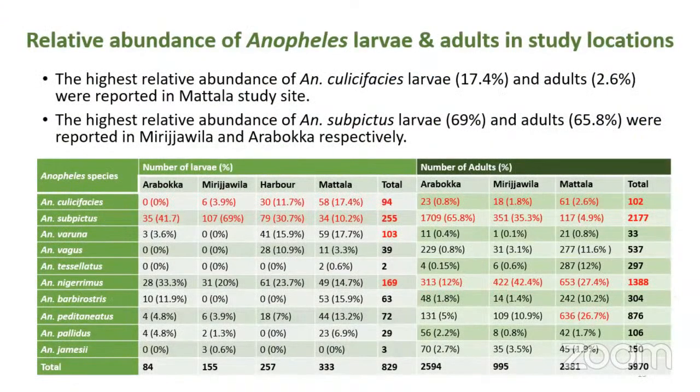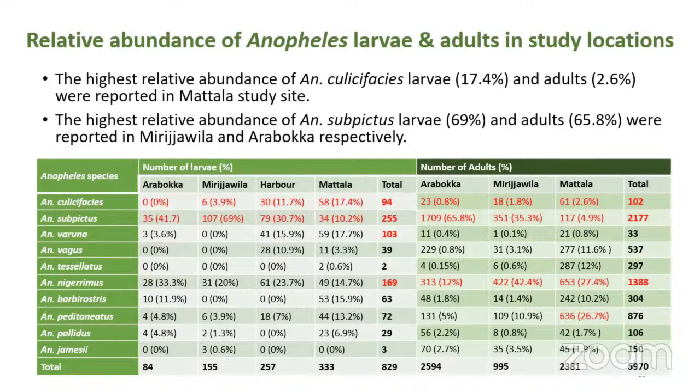The highest relative abundance of Anopheles culicifacies larvae and adults was reported in the Mattala study site. The highest relative abundance of the most predominant vector, Anopheles subpictus, larvae was reported in Mirichavila, and adults were reported in Araboka localities in the Hambantota MOH area. Anopheles nigerrimus was also found in high numbers in both MOH areas.